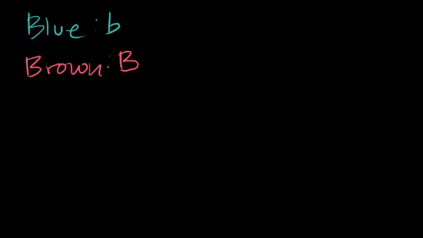And I'll make a few other simplifying assumptions. First of all, let's just assume that the expression of this gene is very simple, that brown is dominant to blue. So if you have one of each, you're going to see brown eyes. The only way you're going to see blue eyes is if you have a blue allele from each of your parents.